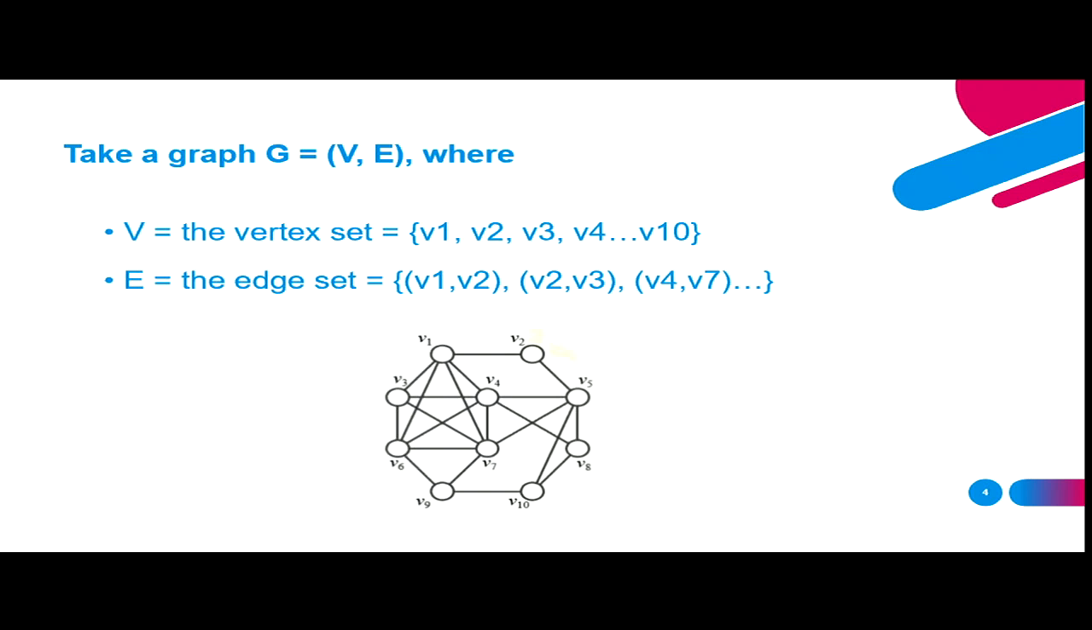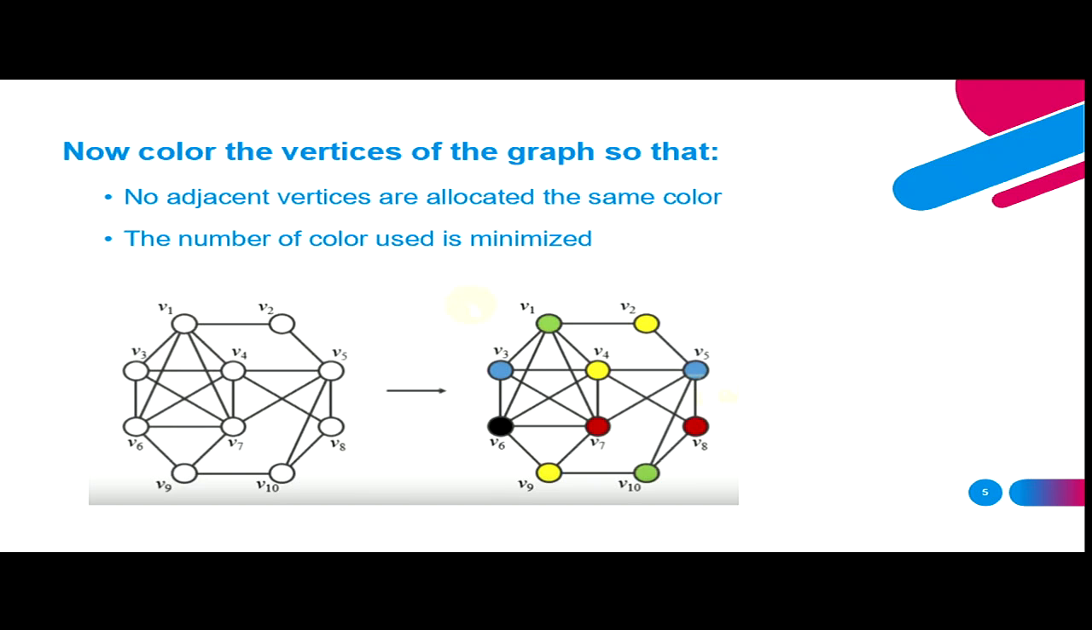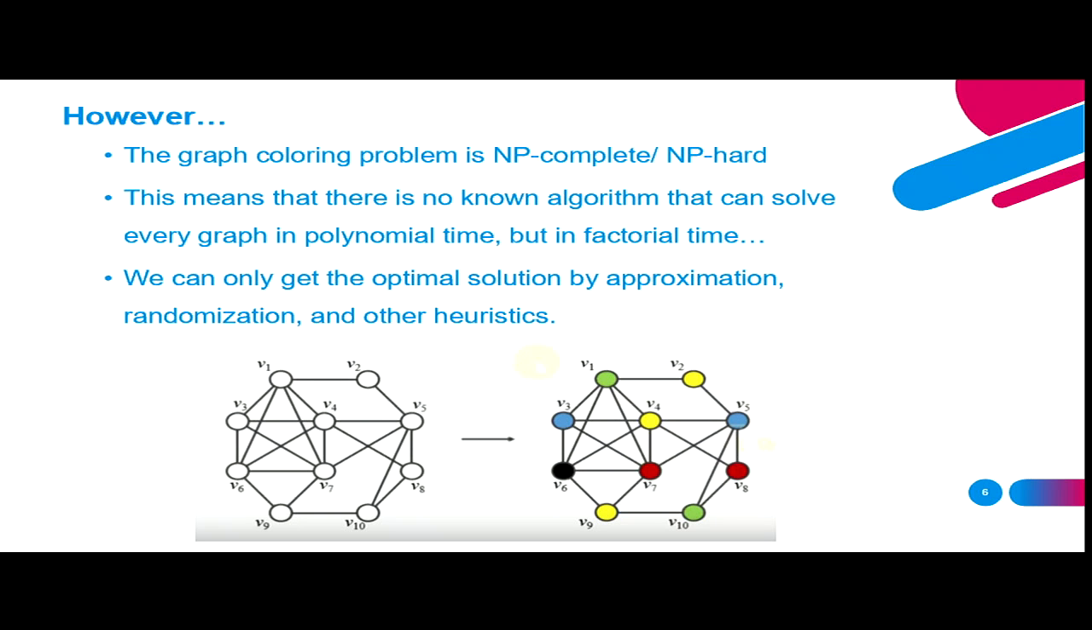So take this graph G as an example. V is the vertex set, which you can see is V1 to V10. And then the edges are V1-V2, V2-V3, and so on. Now we need to color the vertices of the graph so that no two adjacent vertices are allocated the same color, and we want to minimize the number of colors used. However, this problem is called NP-complete and NP-hard, and I think we are going to cover this topic soon after our show and tell.